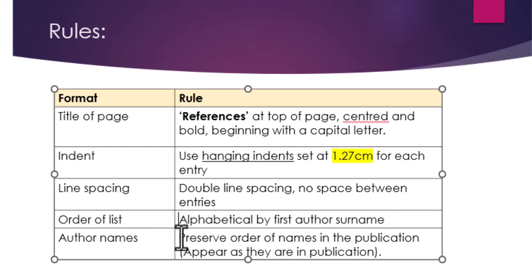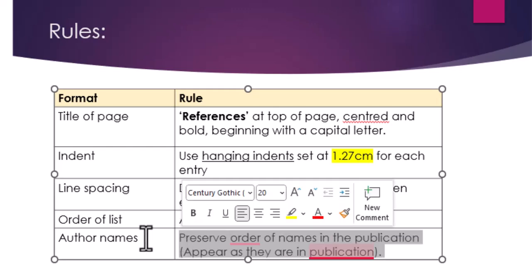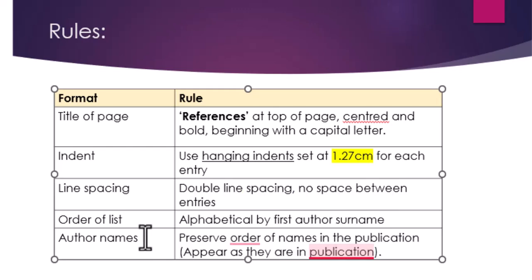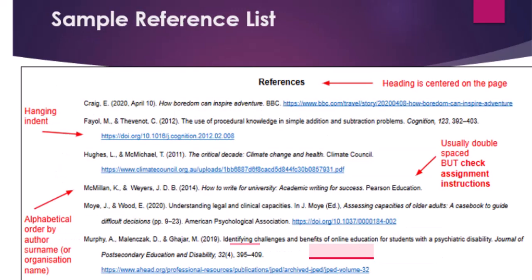And then the last one, the authors' names. You should preserve the order of names in the publication. What we are saying is that the authors should appear as they are in the publication. The way the authors should be presented in the reference list is the same way that they are presented in the publication of that particular document. So now let us look at the sample of a reference list.